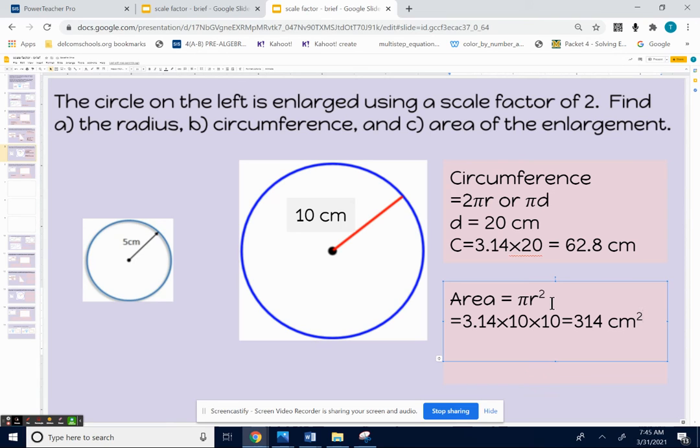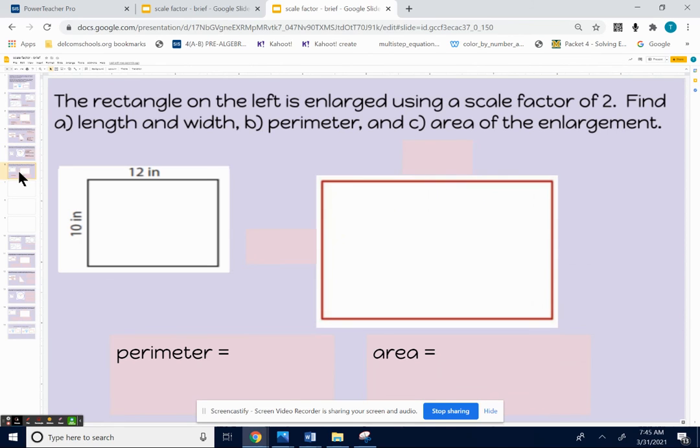So again, we use the scale factor to find the missing side length, or the new side length, and then we found circumference and area instead of perimeter and area of the new shape. Definitely try this last problem on your own before you check it.